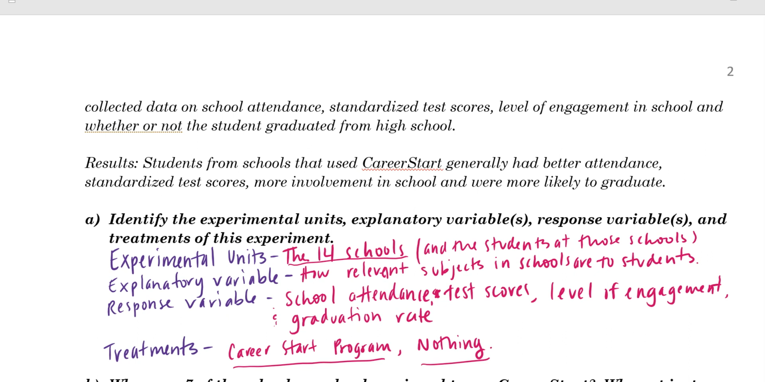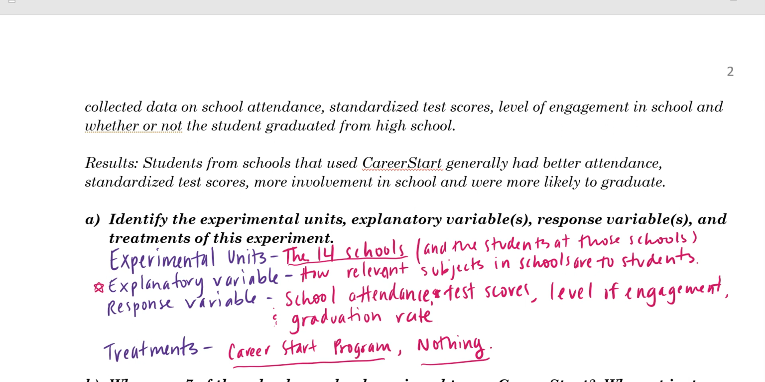The explanatory variable in general is how relevant subjects in school are to students. They want to try to measure if these subjects are relevant or not. They want to try to add in relevance in the real world. And so they're looking for relevance. That's the general explanatory variable. Now, I just picked how relevant subjects in school are to students. You might have said connections between real life and school. Anything that's going towards that is fine for the explanatory variable. Remember, explanatory variable is going to usually be pretty general.